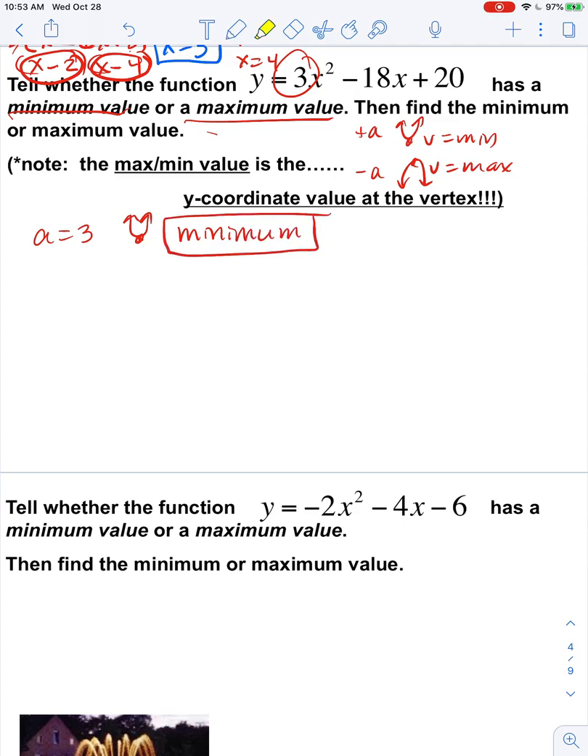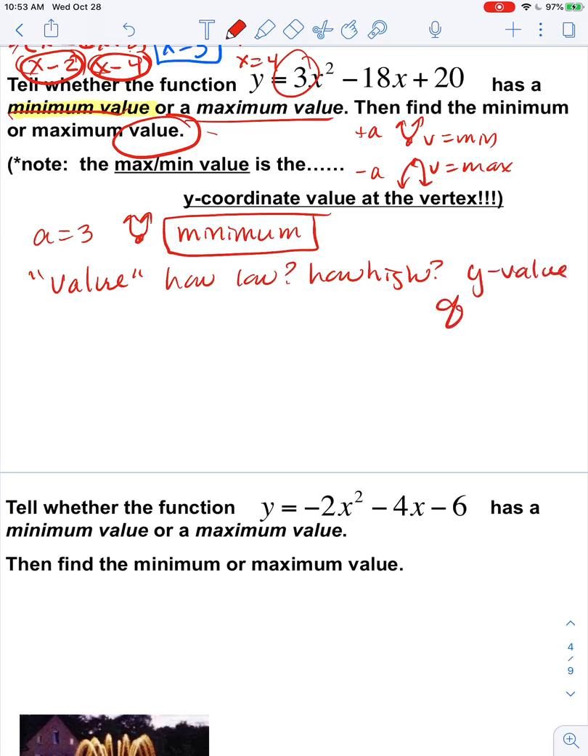So in terms of the first part of this problem, tell whether it has a minimum value or a maximum value, we're looking at a minimum. Now, then it asks you to find the minimum value. Keep in mind that when it's asking you the value, it actually wants to know how low does it actually go, or how high if it's a max. And so in order to tell that, you need to use the y value of the vertex.